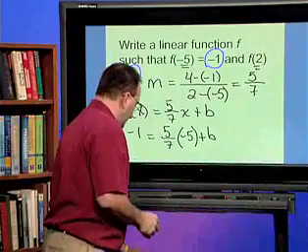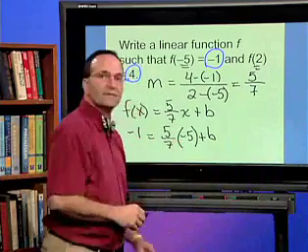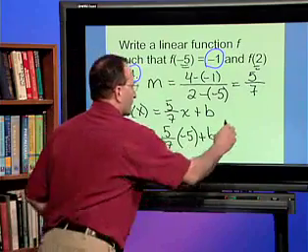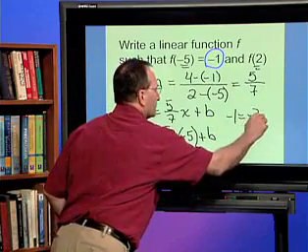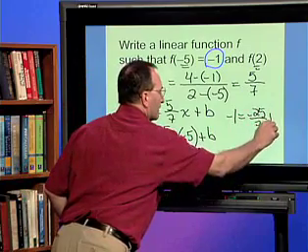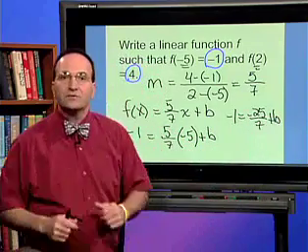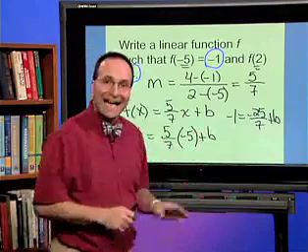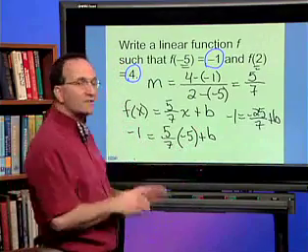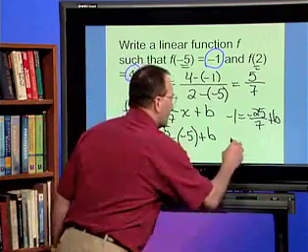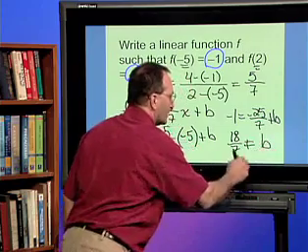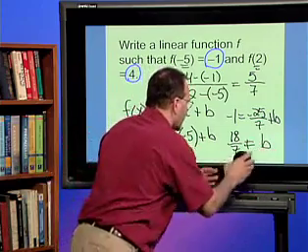So when we multiply the -5 times the 5/7, we'll get -25/7 right here. So I have -1 equals -25/7 plus b. So I have to add 25/7 to both sides, and that's going to give me, when I bring the 25/7 over here, I change the -1 into -7/7. So it's -7 plus 25, which is 18/7, is equal to b.